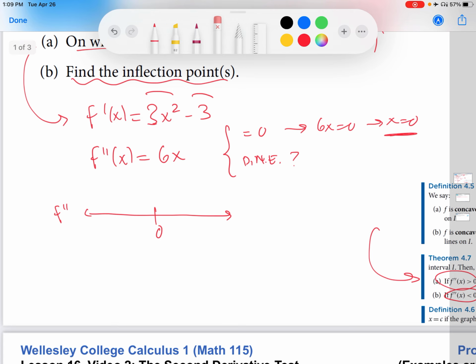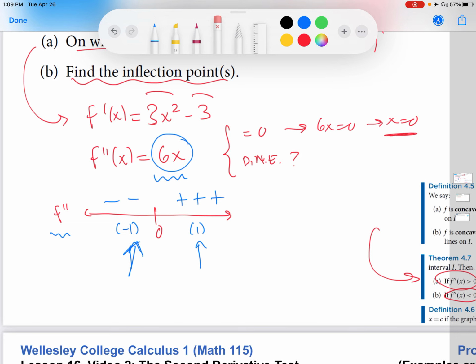Well, kind of like what we did with the sign charts in the first derivative test, I'm going to pick x values to the left and to the right, and I'm going to substitute them back into f double prime, which is 6x, and let's see what sign I get. So if x is 1, I get 6, so that's positive. And if x is negative 1, again, substituting it back in, I get negative 6, so that's negative.